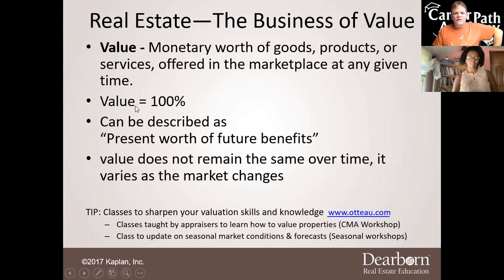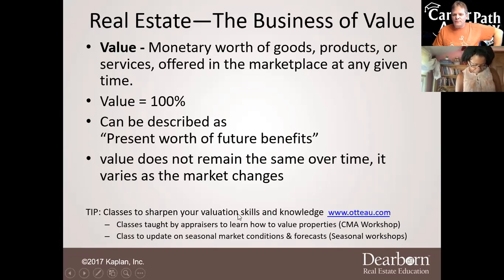All right. Value is equal to 100%. The word value means 100%, because when we talk about value, we're always talking about all of it, right? So this can be described as the present worth of future benefits. Value can be described as the present worth of future benefits. And value does not remain the same over time. It varies with the market. As the market fluctuates, so can the value.